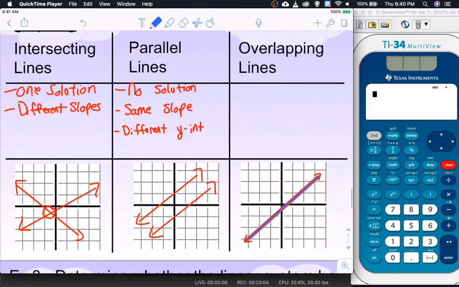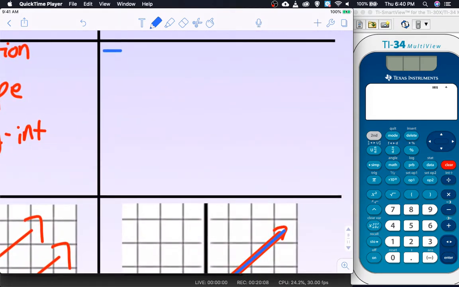So overlapping lines. What do we know about them? Well, we know that overlapping lines have an infinite number of solutions. It's not one, it's not two, it's not none, it's lots of them, but it's not every point. So there's an infinite number of solutions. Infinitely many solutions.